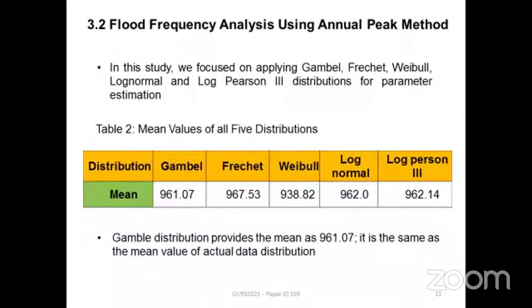This table 2 shows the mean values resulted from all 5 distributions. According to the table, the Gumbel distribution provides the mean as 961.07. It is the same as the mean value of the actual data distribution which I have discussed earlier. And the other 4 models also show a similar approximate mean value to the actual data distribution.